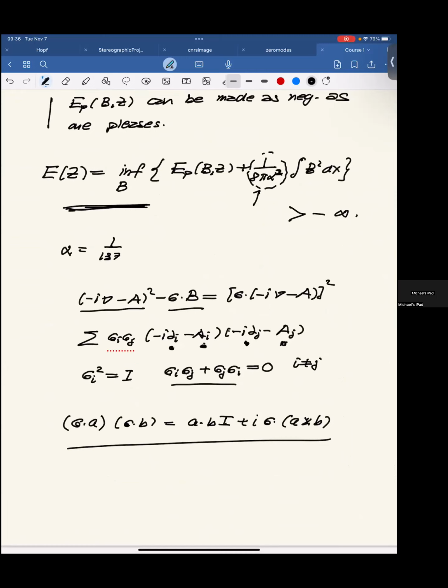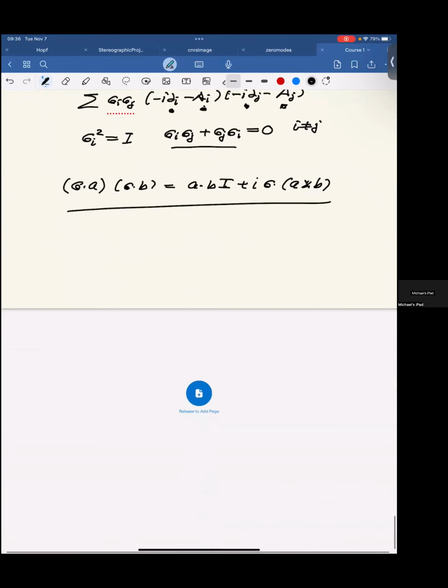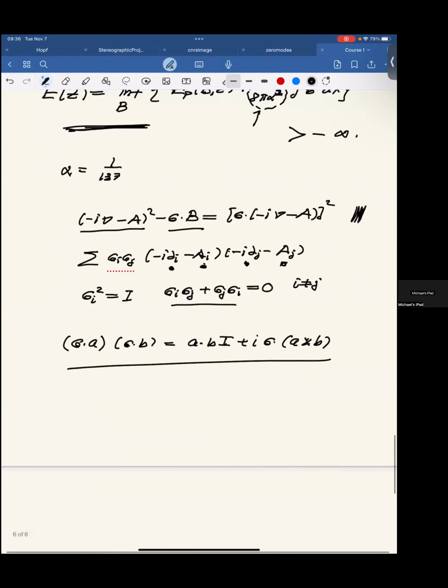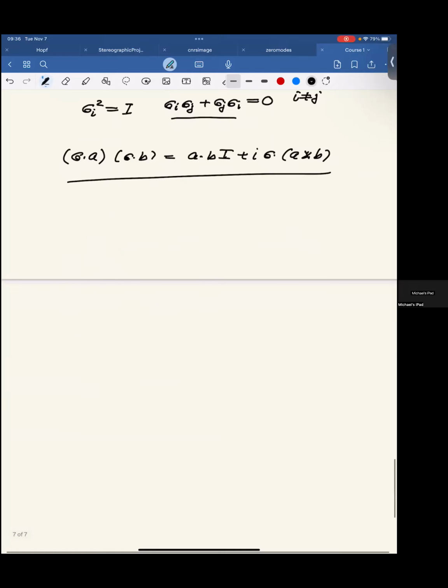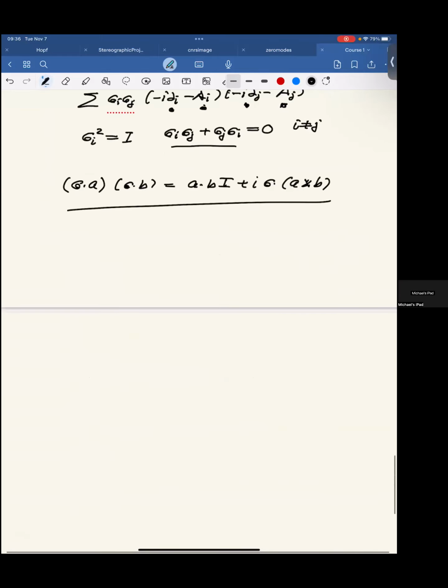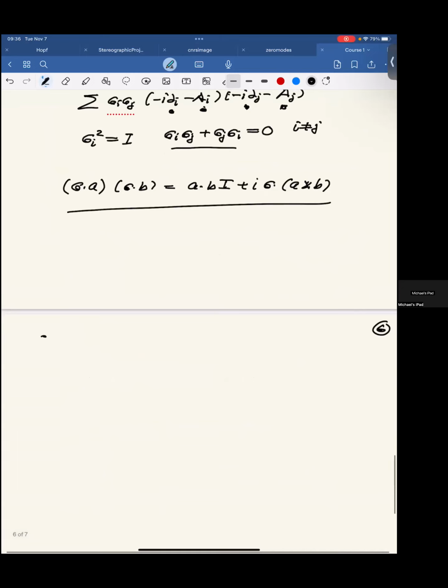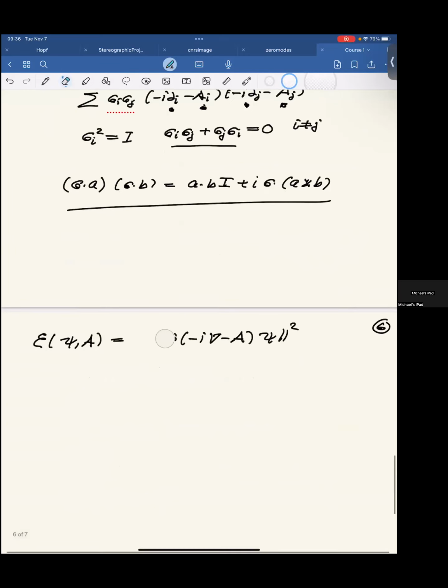So now you see with this identity here, you can actually look at this problem in the following sense. You introduce, let me do this on the next page, the functional E of psi and A, which is equal to the integral of sigma dot (minus i grad minus A) psi, squared.